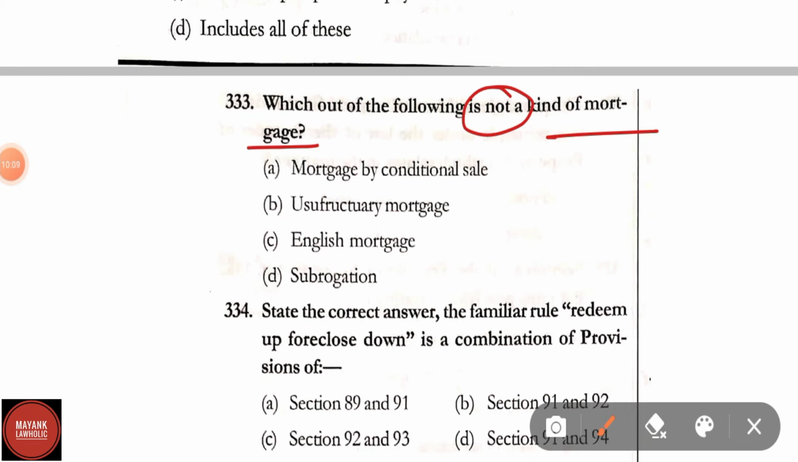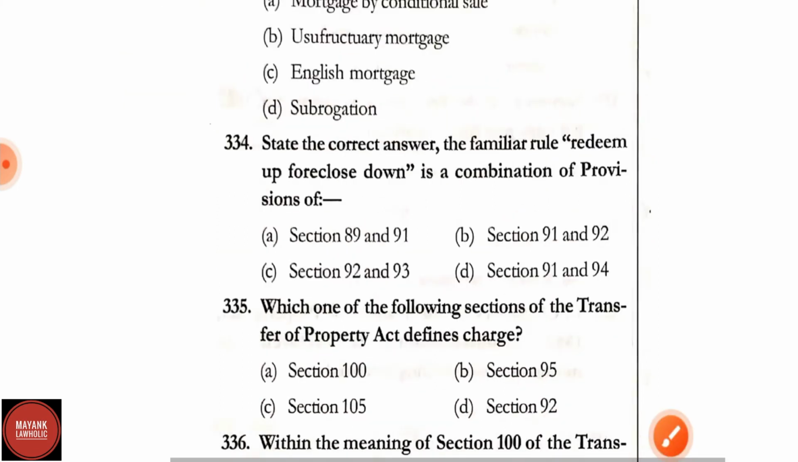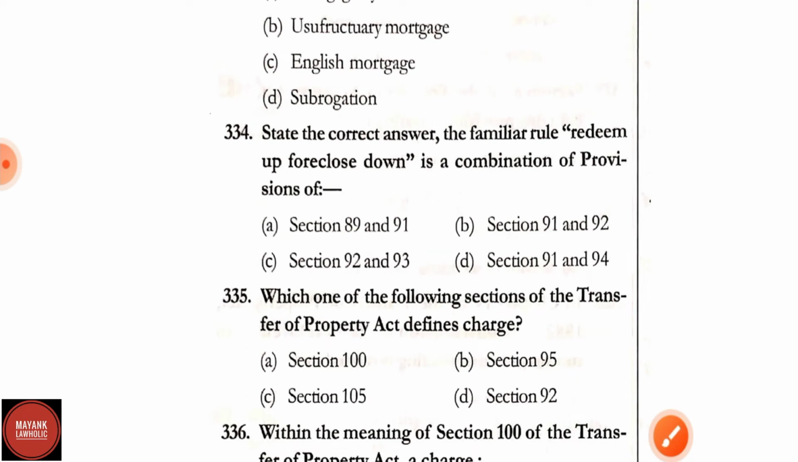Options are mortgage by conditional sale, usufructuary mortgage, English mortgage, subrogation. Correct answer is option D, that is subrogation is not a kind of mortgage. Question number 334. State the correct answer.